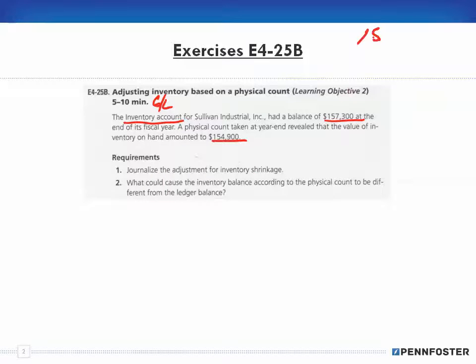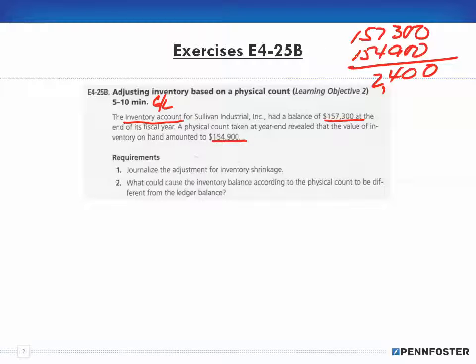All right, so I have 154,900 on hand, and in my books, I have 157,300. My books say I have 157,300, and my physical inventory says 154,900. Well, the difference between the two is $2,400 of shrinkage. That could be due to theft, breakage, whatever. And that's why we do the physical inventory. So I have to journalize the adjustment to record inventory shrinkage.